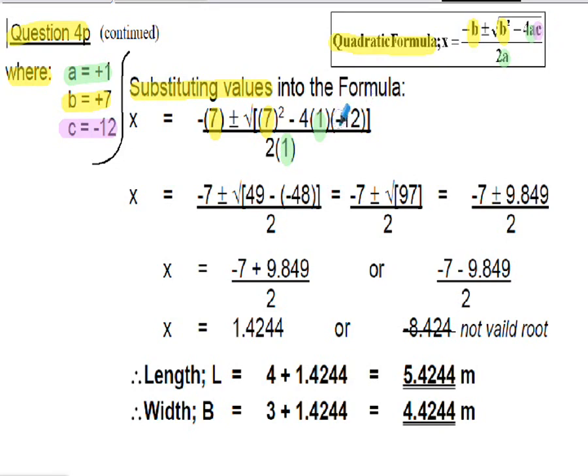So I put the negative 12 in this position. The rest of the calculation is all evaluation, so I'll let you wander through the calculations here. Don't forget there's always 2 roots when you solve a quadratic. In this case you should get the first root is 1.4244 meters. The second root I've got is negative 8.424, but that's not valid in this case.